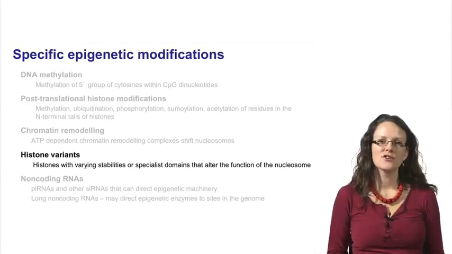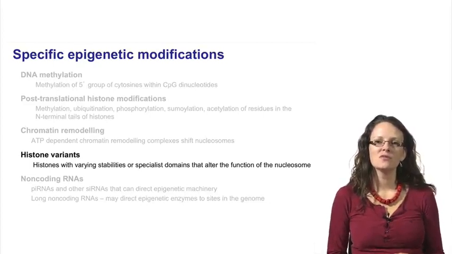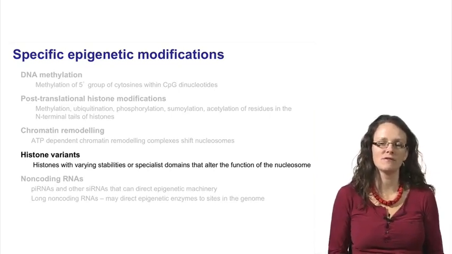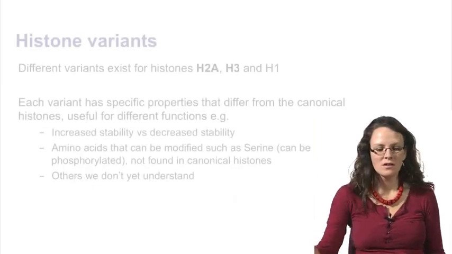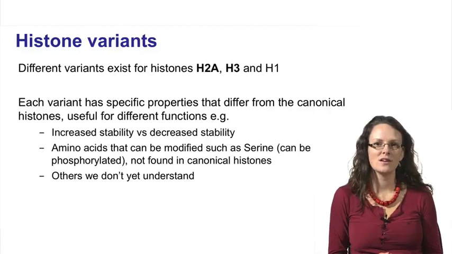So the next thing we're going to talk about are histone variants. Histone variants are different forms of the canonical histones that normally make up the nucleosome. Rather than being one of the regular histones, they have some difference about them which allows a different function. There are known to be different variants for histone H2A, H3 and H1.